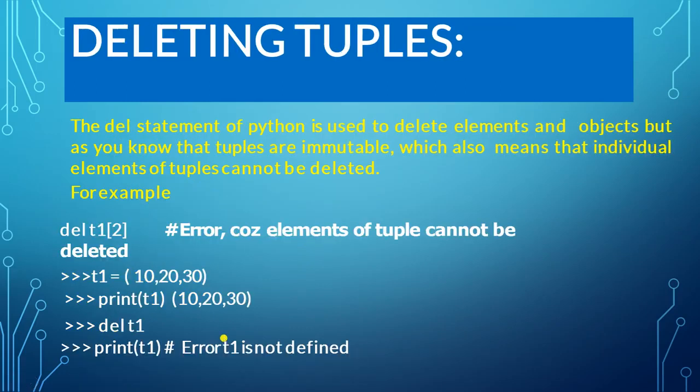Now, deleting a tuple. In this, the index of a particular element is not deleted. If you want to delete the elements, then you have to delete the complete tuple. Tuples are immutable, that's why you are not able to delete the tuple elements.